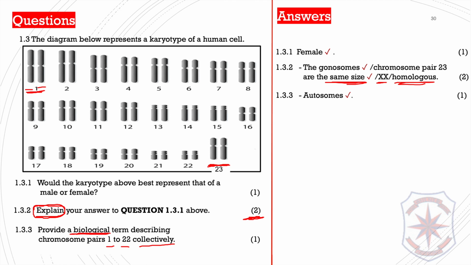Now, which one do we give? Do we give autosomes or do we give body chromosomes? The instruction is clear, biological term. So if you write the general term, which is body chromosomes, you would be wrong, because you are required to give the biological term by the examiner.